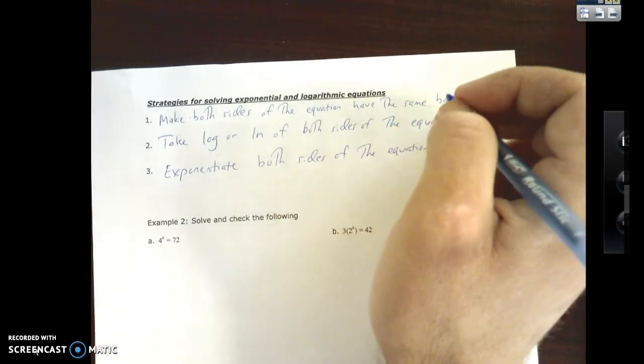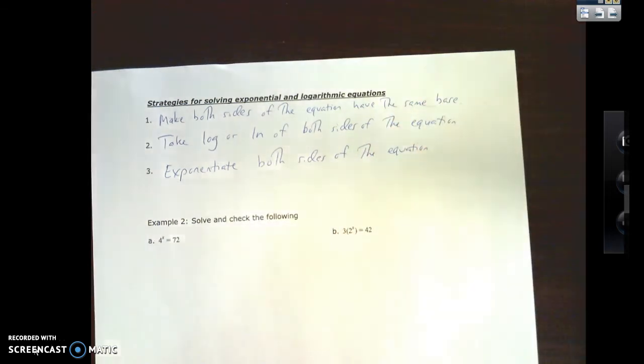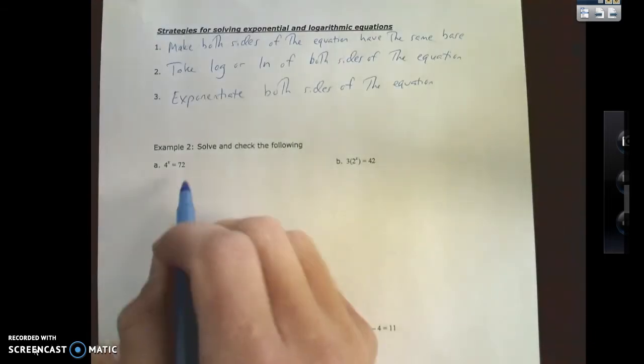These are our 3 steps. If we always follow them, we'll be in good shape. So, let's take a look.